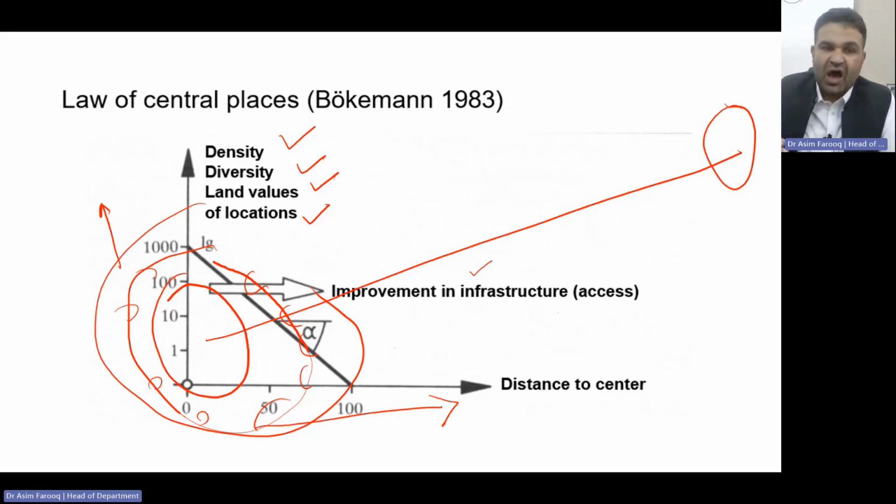So this is the law of central places: people are attracted more towards the city center. Why? Because near that specific city center, all the functions that any human needs or requires are almost available near that central part.